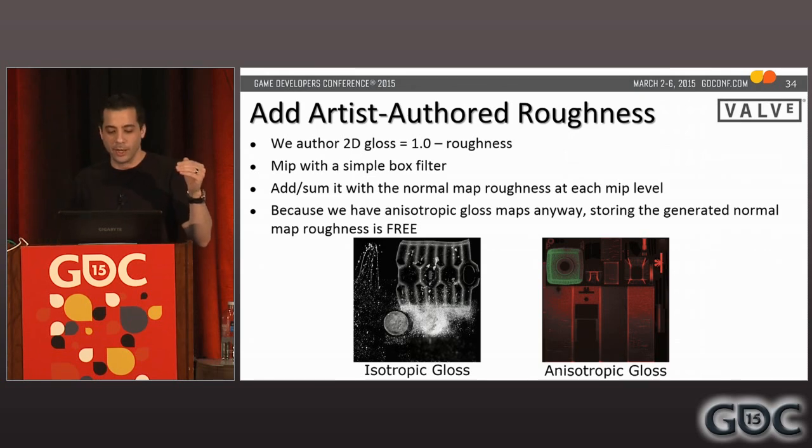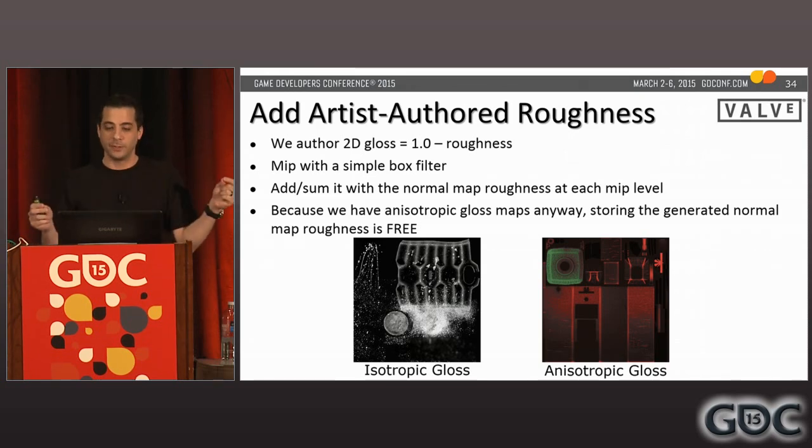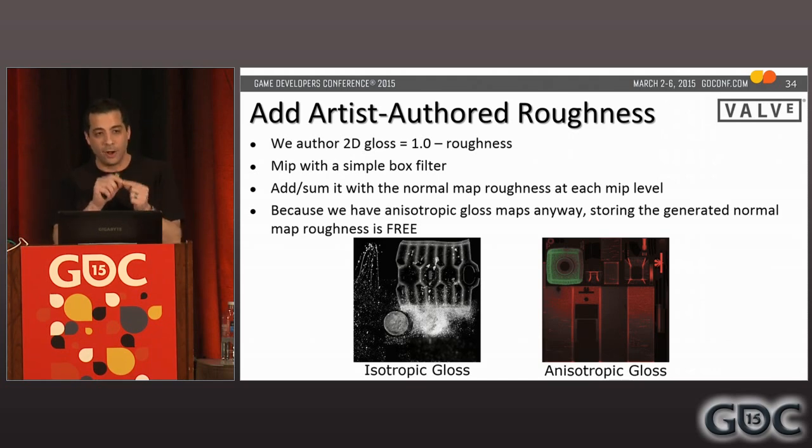What we do is, if you look at the image on the left, this is isotropic gloss. This is just standard roughness. It's a grayscale gloss value. But they can also author red and green channels independently, and they can actually author anisotropy along those two axes independently and control the strength of anisotropy in each of those two directions.